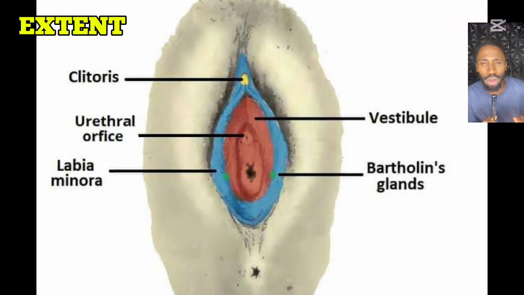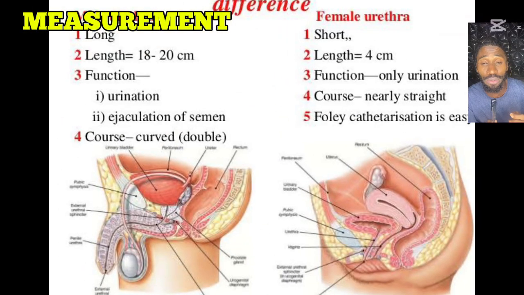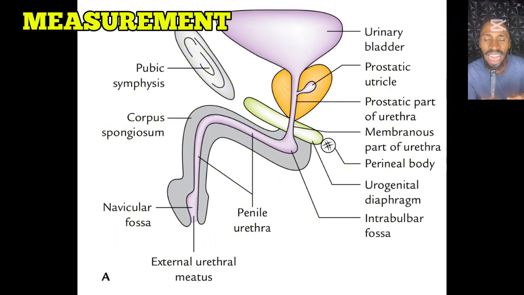Now for the length of the urethra, one thing you have to know: the length of the urethra in male varies between 18 to 20 centimeters long, while for female it is just 3.8 to 4 centimeters long. Don't forget. The size and the shape of the urethra differs during erection and flaccidity. When it is flaccid, it gives a J shape, but when it's erect, it gives an S shape. Don't forget it.